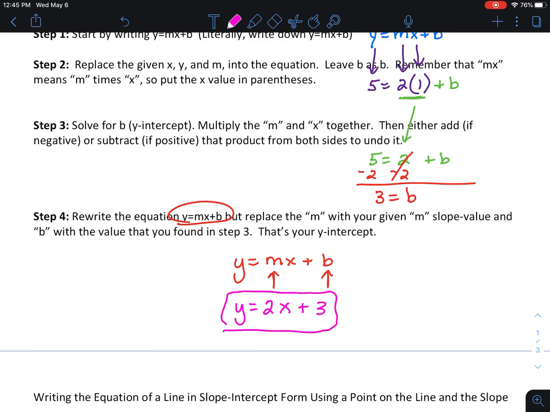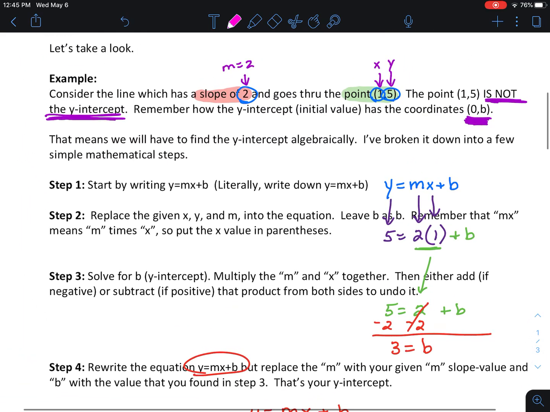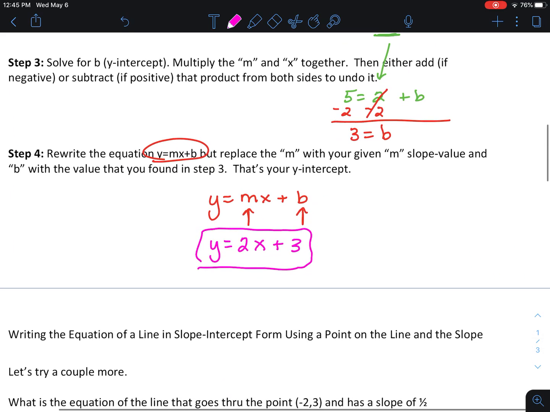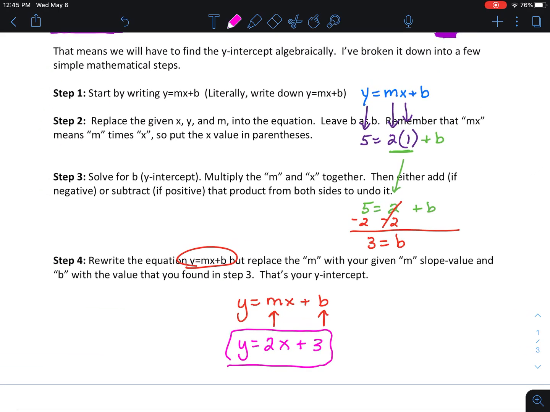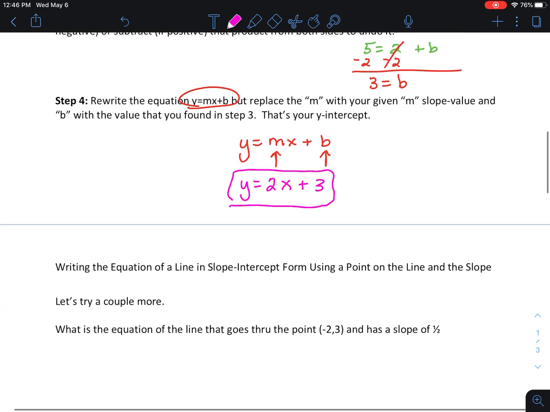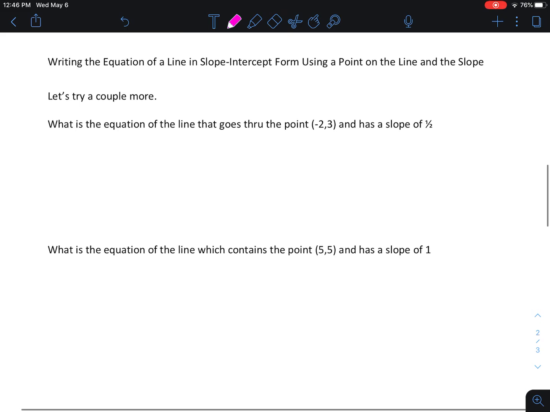This is the equation of the line that has a slope of 2 and goes through the point (1, 5). Okay? So again, the step-by-step approach is right there for you. It's just a matter of substituting the 3 numbers you know, solving for b, and then rewriting the equation with the new m and b. Leave y as y, leave x as x. Okay? We're going to do a couple more. Let's try it again.